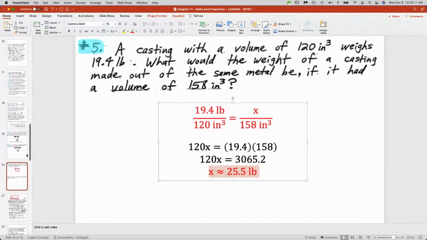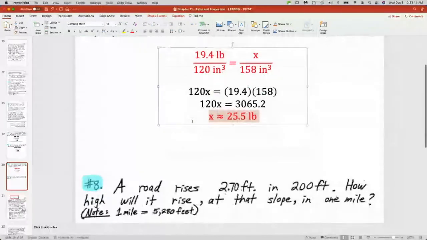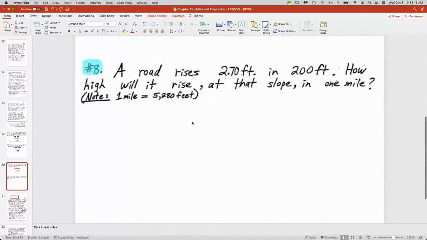Anyway, let's move on to one more question. This one involves a grade or slope of a road. So it says here that it is, Nicholas.